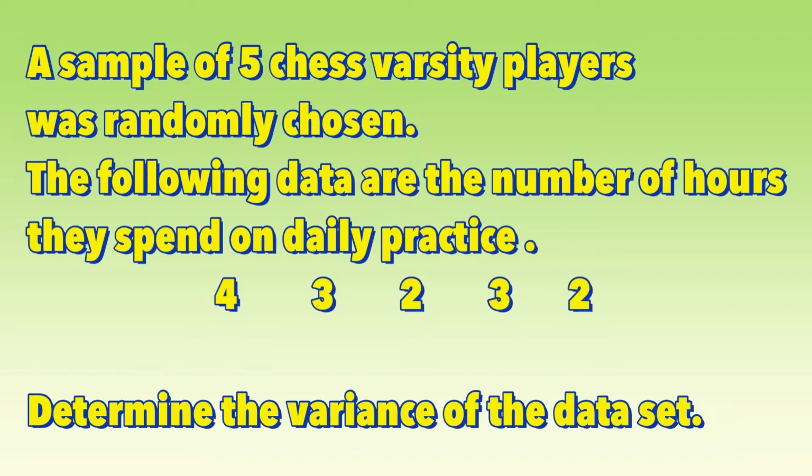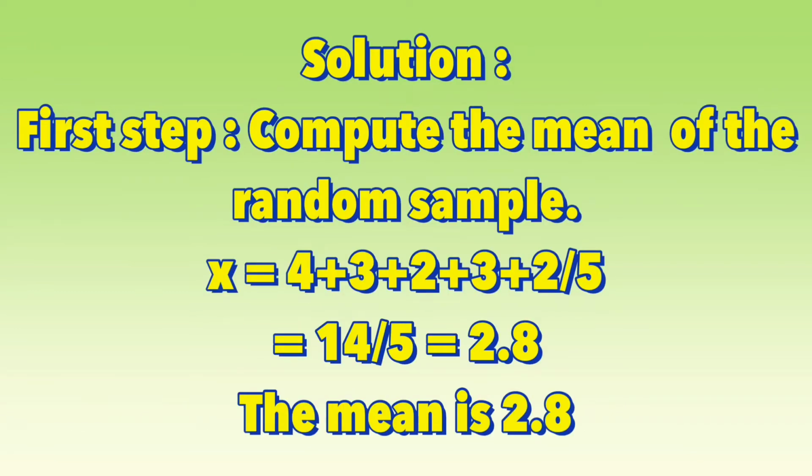Our solution: first step, compute the mean of the random sample. The random sample is 4, 3, 2, 3, 2, so we're going to add all of it. We use x bar equals 4 plus 3 plus 2 plus 3 plus 2, then divide by the number of samples. Since the number of samples is 5, our denominator is 5. Our sum is 14 divided by 5 equals 2.8. So the mean is 2.8.